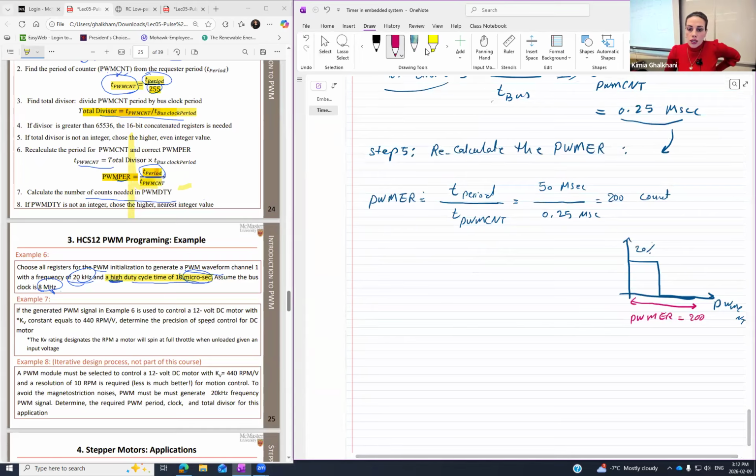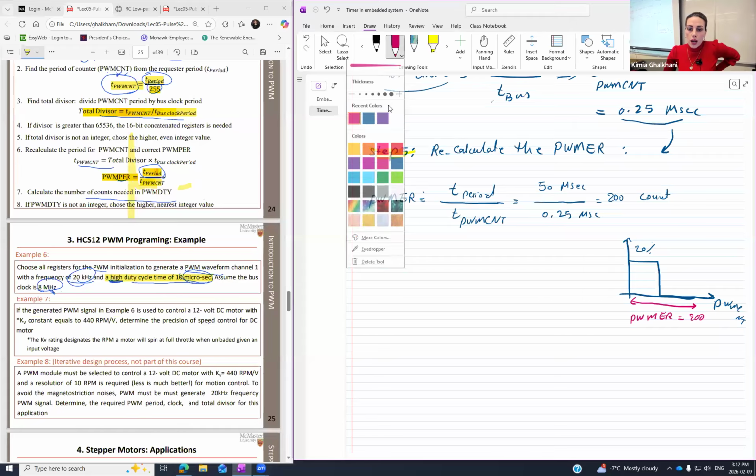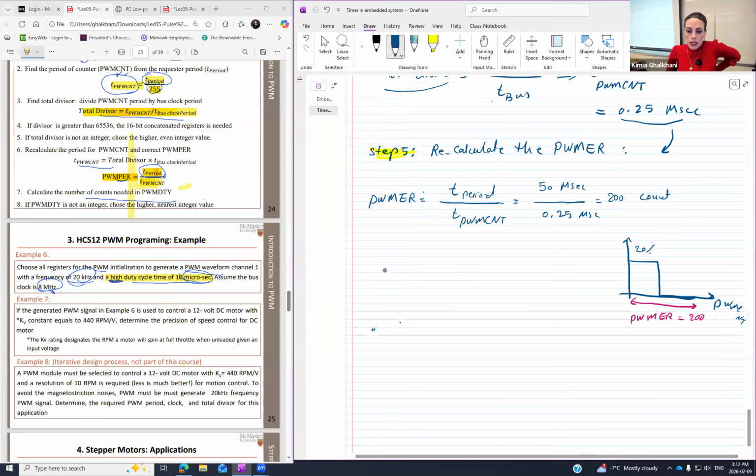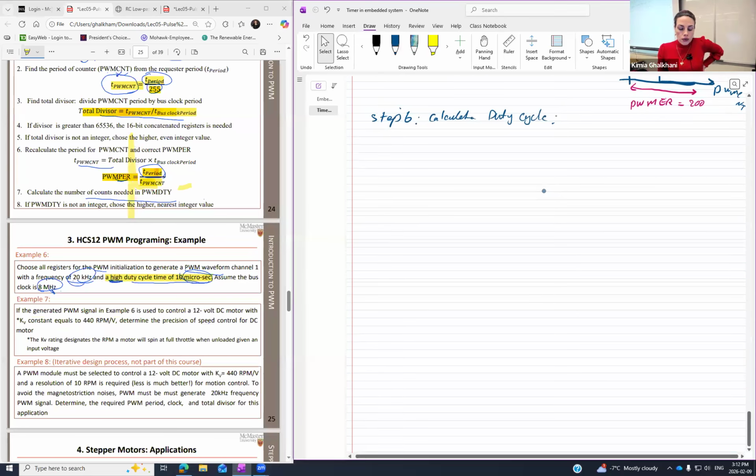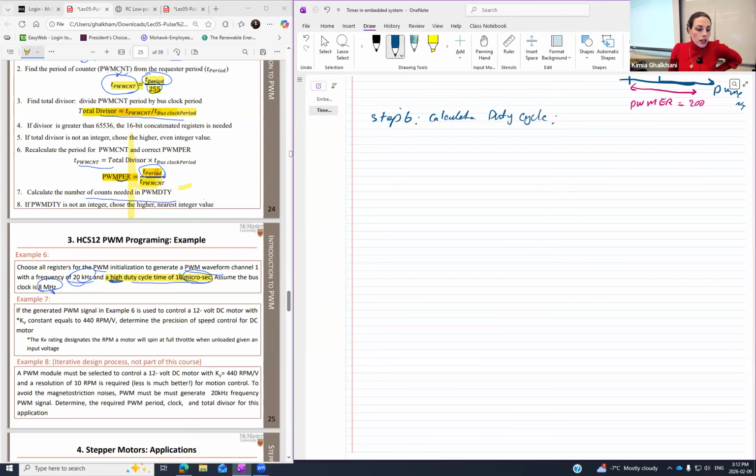This is my step 5. Let's just add one more step. Step 6. In step 6, I'm going to calculate the duty cycle. Let's do this together. So how do I do that? We already know, I just showed you, the duty cycle, even from the question, it was given, right? Duty cycle is 20%.